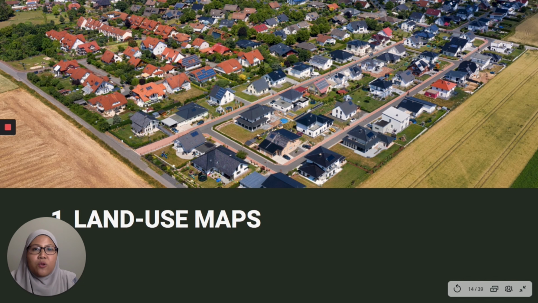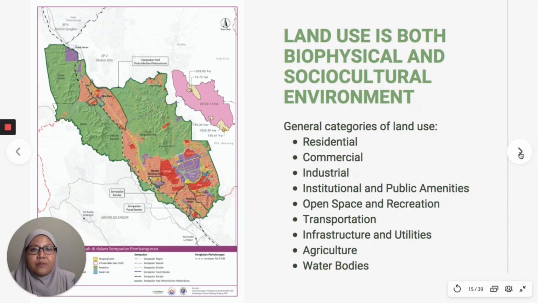But land use also relates to social information because it deals with people and how people use the land. So land use is both biophysical and socio-cultural environment. It relates to both of these topics.